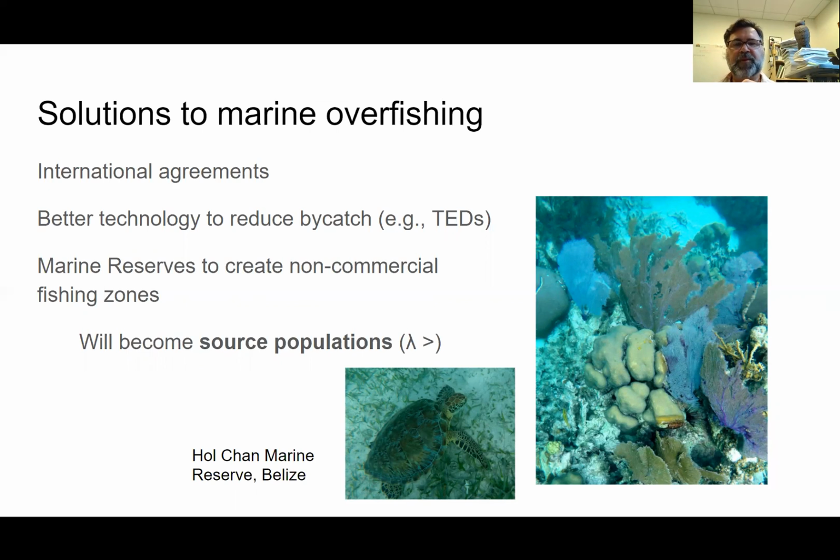And the biggest one is marine reserves, where they don't have commercial fishing. There could be private fishing. And so what you have is the creation of source populations. A source population is where I have here that alpha is greater than, and I should put one. It just means that births are exceeding deaths and the population is growing. And these are just two pictures from the Hol Chan Marine Reserve in Belize. It's a coral reef and just amazing.